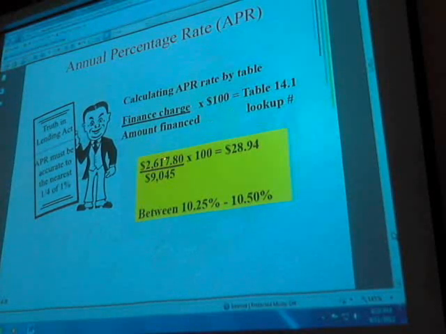What happens here is we plug in the finance charge and the amount financed. We multiply it by 100, and you get this number here, this 2894. Now it's time to go to your table.